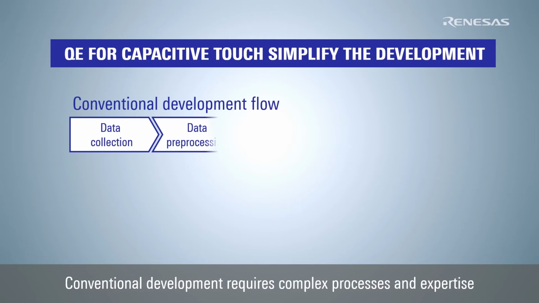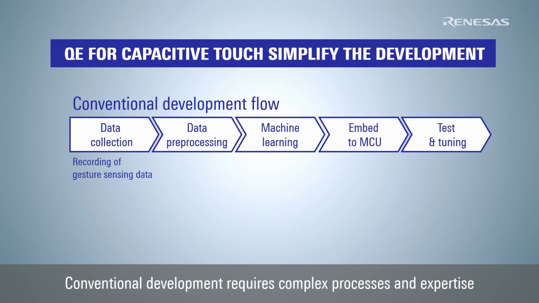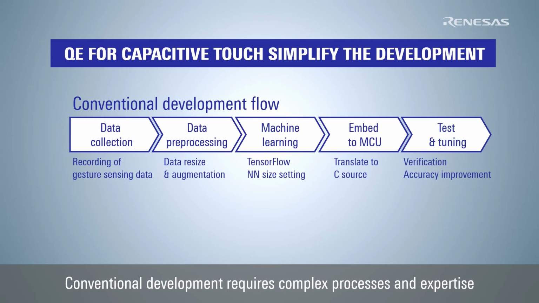Traditionally, learning various gestures and generating AI models required extensive expertise to perform the complex process of collecting learning data, pre-processing data, adjusting learning parameters, converting the learned AI model to C source, and tuning accuracy by evaluating the actual device.